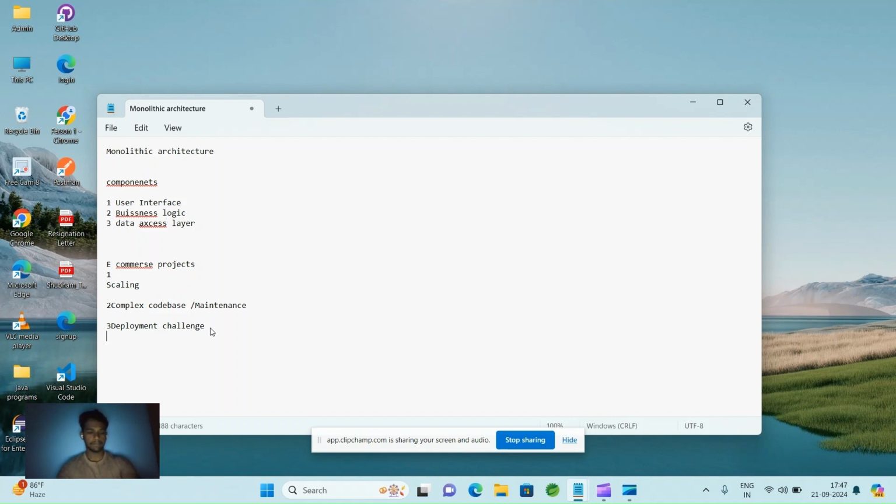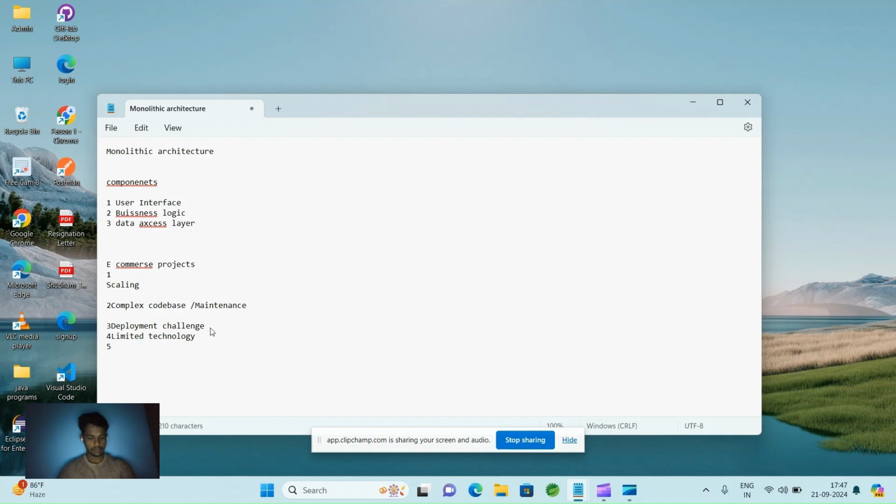Fourth is limited technology. When we go with one technology, we have to develop our entire project in that one technology. It's very difficult to manage another technology or flexibility. It's very difficult in monolithic architecture.